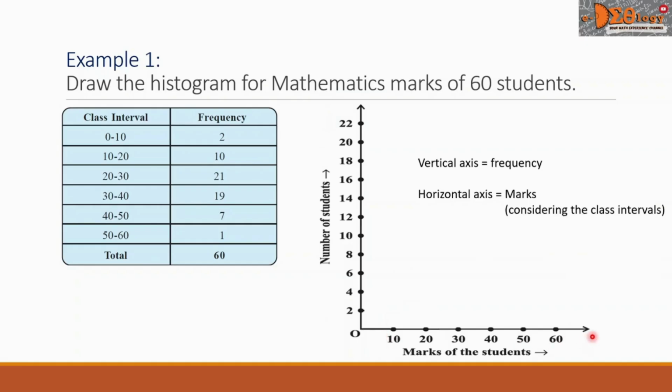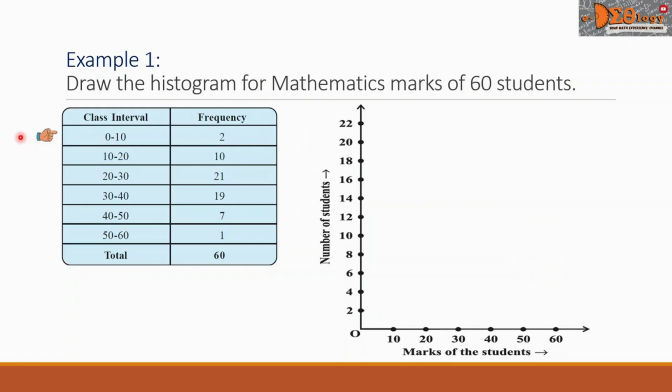For horizontal axis, this is about the marks. We will consider the class intervals. Now, we will define the class limits from 0, 10, 20, up to 60. Now, let us start drawing the histogram, starting with the first class interval. Let us write the box for this first interval. From 0 to 10, the frequency is 2. This is the box.